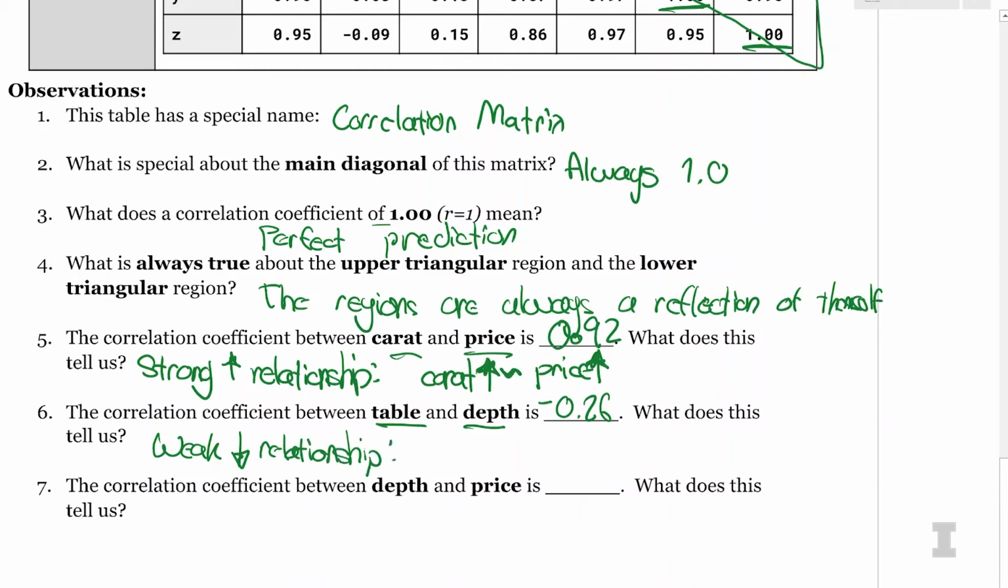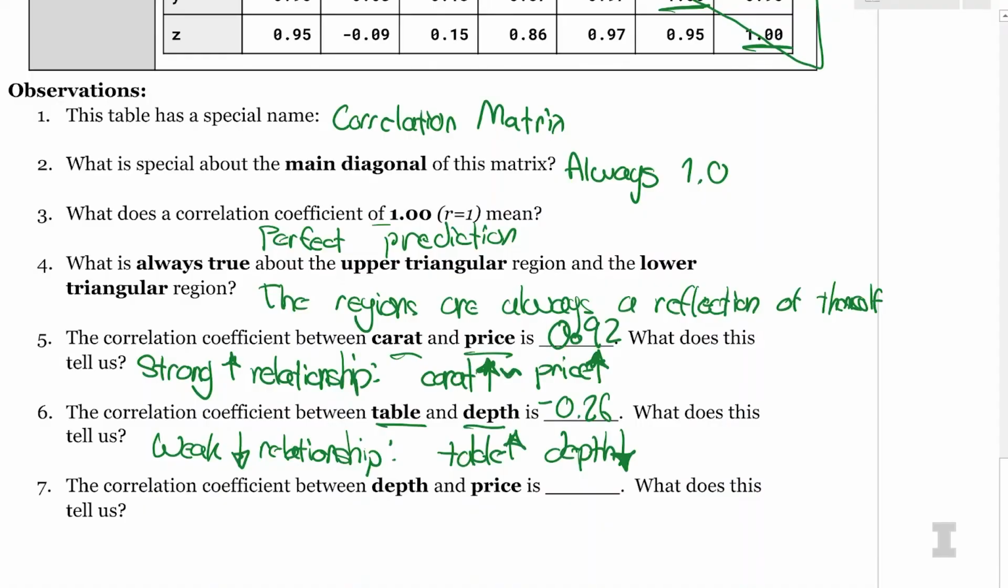That as one goes up, the other goes down. So as the table goes up, the depth is going to go down. So we see that there's a weak inverse relationship here. There may be some diamonds where the table might go up a lot and the depth may only go down a little bit. So the relationship isn't very strong, but we know there's a slight relationship that as the table goes up, the depth goes down. And we say that's an inverse relationship. That as one goes up, the other goes down. They go different from each other.